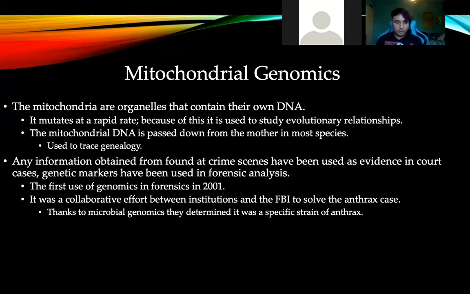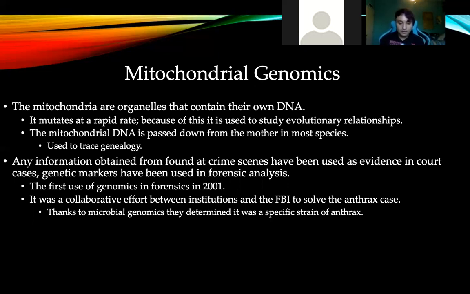Mitochondrial genomics. The mitochondria is an organelle that contains its own DNA. It mutates at a rapid rate, and because of this, it is used to study evolutionary relationships. The mitochondrial DNA and mitochondria as a whole is passed down specifically from the mother in most species, and it is used to trace genealogy.